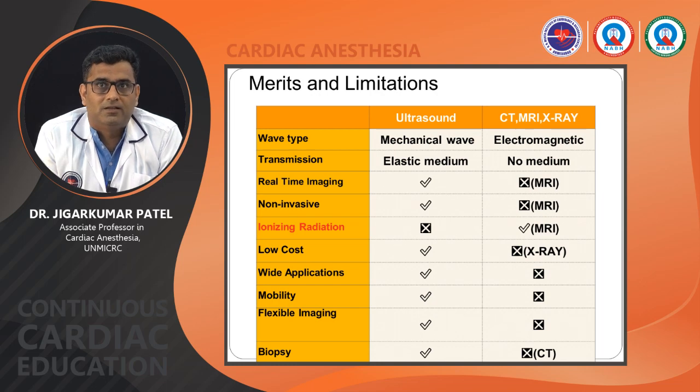Now, when we compare ultrasound with CT, MRI and chest X-ray, apart from the basic difference of mechanical wave versus electromagnetic wave and the requirement of a medium for transmission, ultrasound has great advantages: you can do real-time imaging in a non-invasive way, without ionizing radiation, with low cost and wide application, with mobility and flexible imaging. You can also do biopsy with the use of ultrasound. So ultrasound provides great benefit at very low cost compared to CT, MRI and chest X-ray.